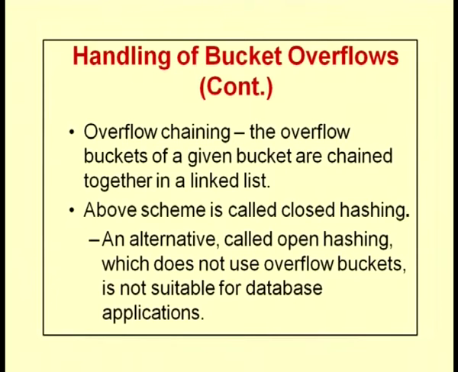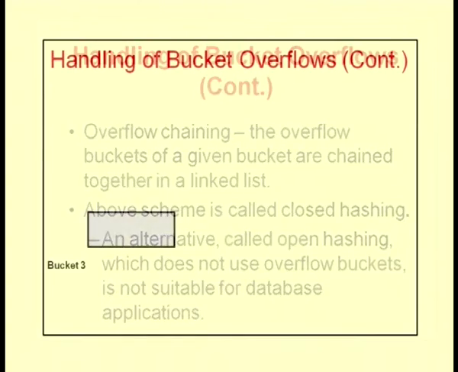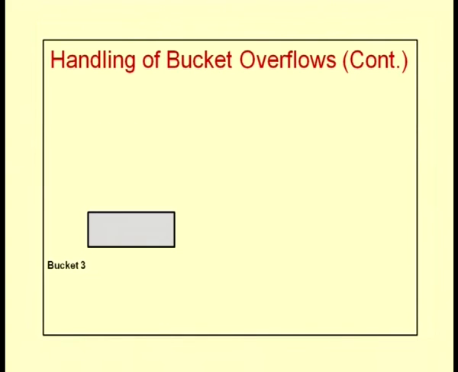The overflow buckets of a given bucket are chained together in a linked list. So, you have this and then you have extra buckets which are chained. The scheme where you use extra buckets linked to the bucket is called closed hashing. An alternative, which is called open hashing, does not use overflow buckets and it is not suitable for database applications. So, let us see how bucket overflows are handled.